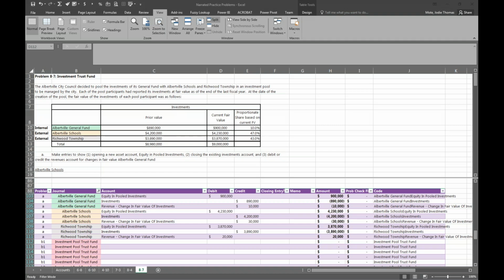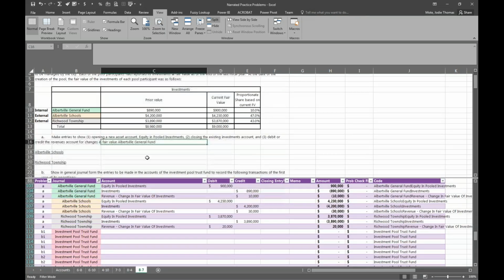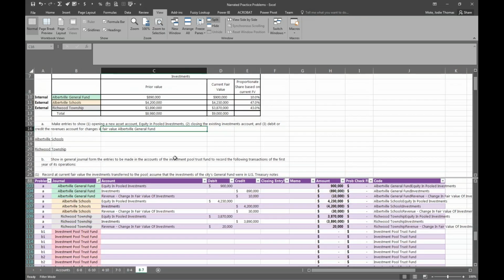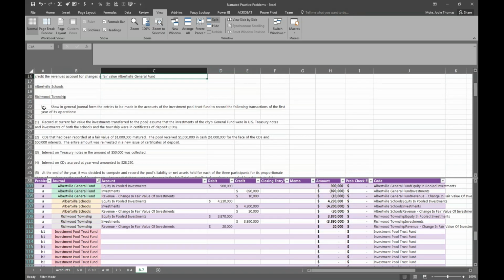So now we're going to move on to the actual investment pool trust fund, okay, in the next problem. Let's see, showing the general journal form. Oh, yeah. All right. So here we go. We're showing in general journal form the entries to be made in the accounts in the investment pool trust fund. All right.